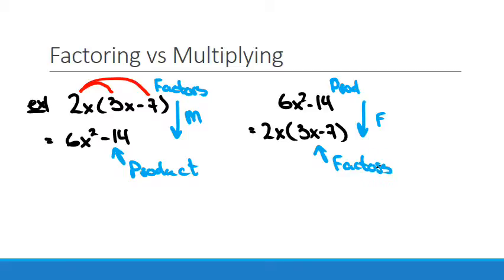Now, why am I going over this? Because sometimes students get confused when they're dealing with polynomials. Should they be multiplying? Should they be factoring? And then they'll think they're factoring, but really they're multiplying. So hopefully this makes it a little bit clearer. When we're factoring, we're going to start with the finished product, then break it down into its component factors.